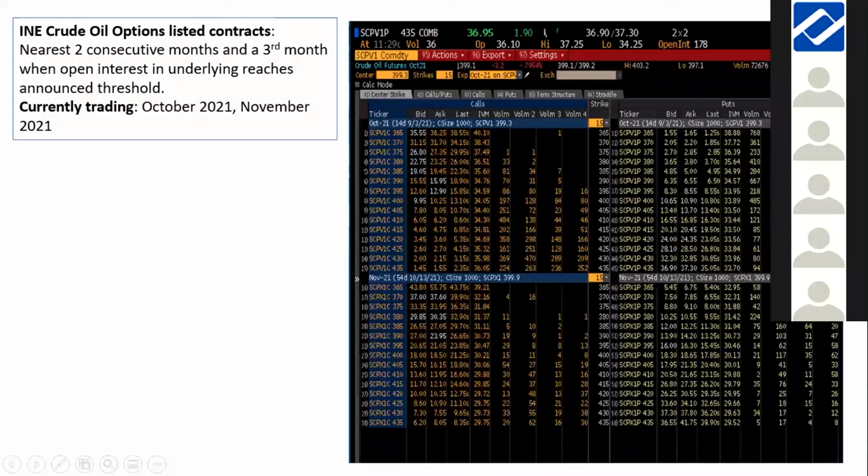Obviously, the calls had more volume lately than the puts. I'm sorry, the calls had less volume. The puts had more volume all the way out through here. So more downside expectations on the puts.